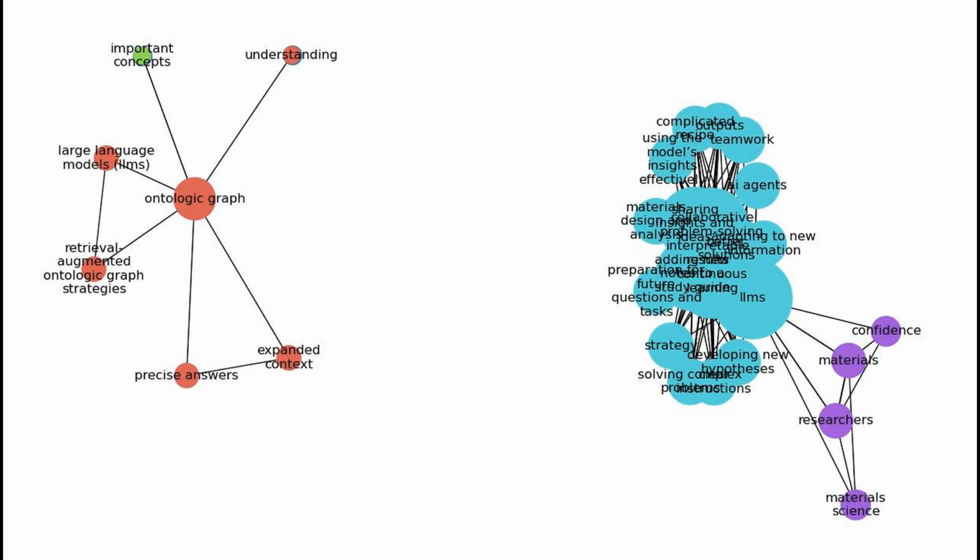2. Access to expanded context. When the model is given more context through this graph, it's similar to providing a student with background information before asking them a question. This extra information enables the model to generate more detailed and precise answers.